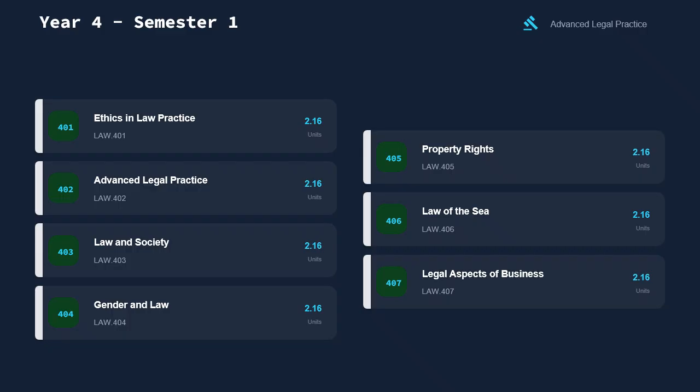Real-life example: the ITLOS Advisory Opinion on Climate Change, 2023, clarified state obligations to prevent marine pollution from greenhouse gas emissions, illustrating the intersection of climate and ocean law. Practical application: lawyers advise on environmental compliance, litigate pollution claims, and advocate for conservation. Students analyze environmental doctrines. They learn to integrate sustainability into maritime practice.